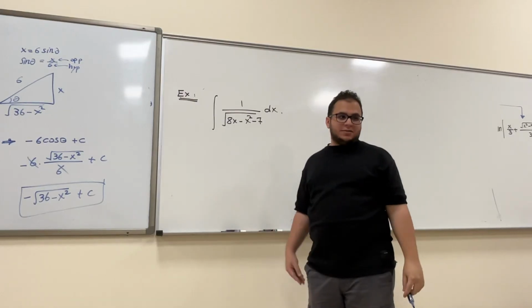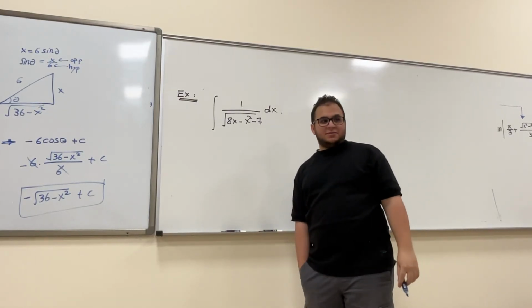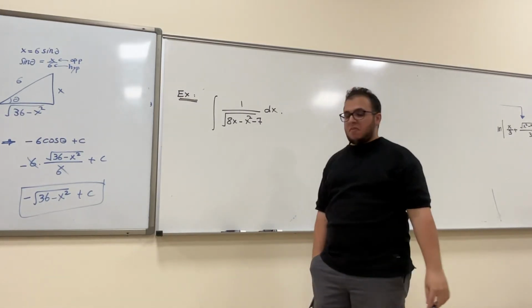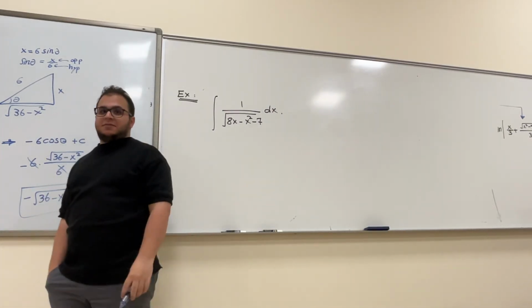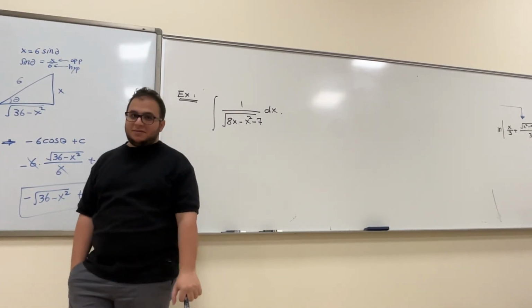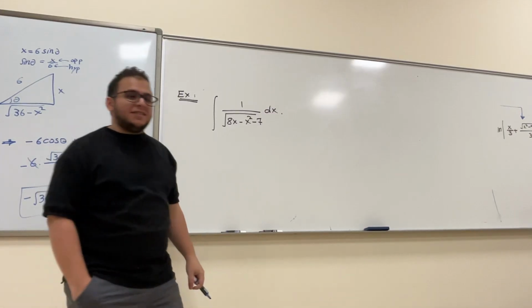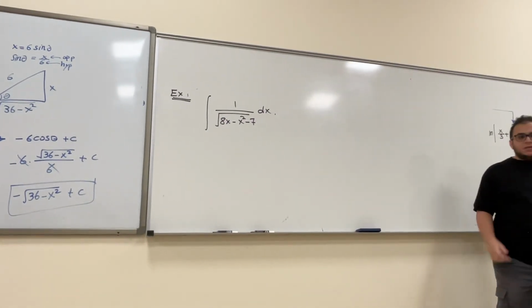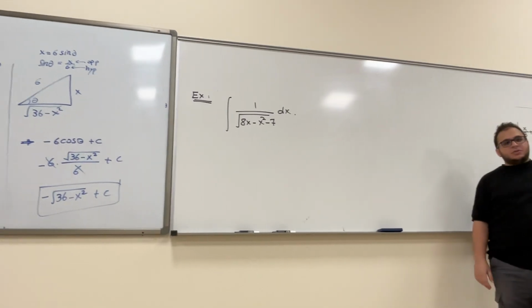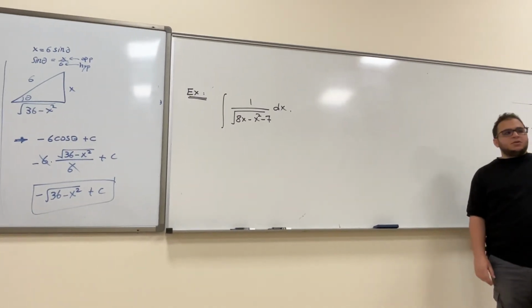Which case is this? The one that has x squared minus a squared? We have 3 cases: a squared minus x squared, x squared minus a squared, a squared plus x squared. Do you see any of them?